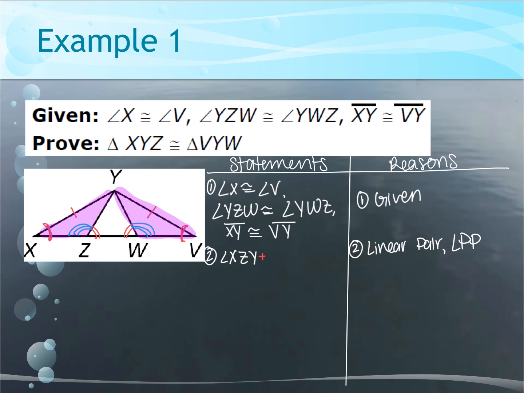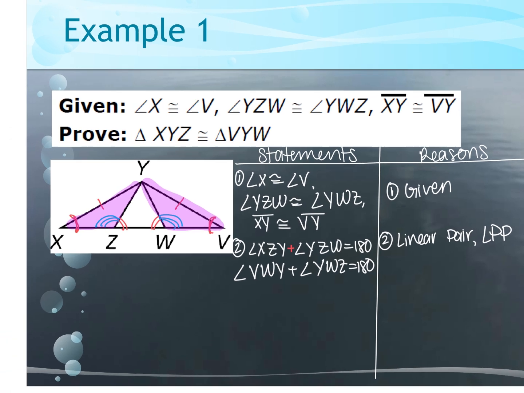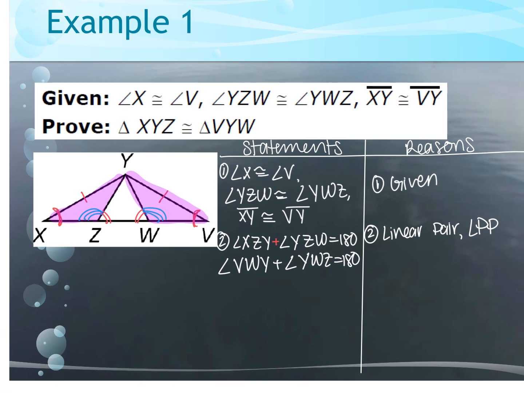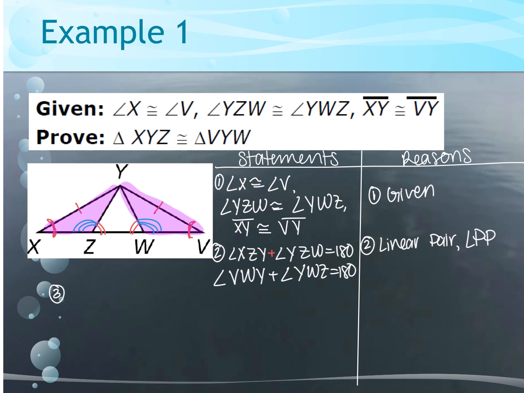angle YZW equals 180, that's linear pair postulate, and I'm going to do it for the other side, angle VWY plus angle YWZ equals 180. Now that I set them both equal to 180, I can go ahead and set them equal to each other. So step 3, I'm going to combine them. I'm going to substitute 180 for 180.